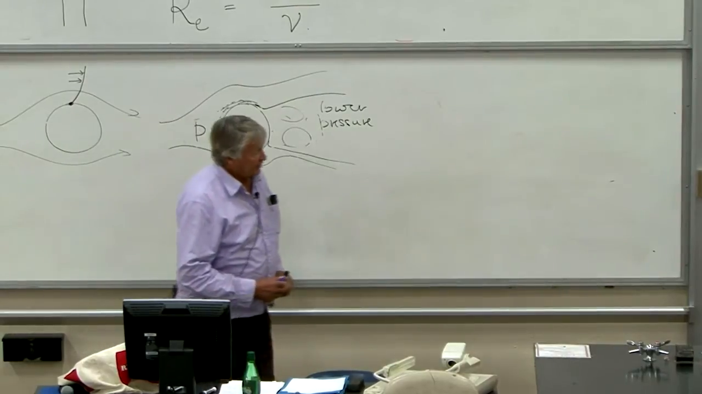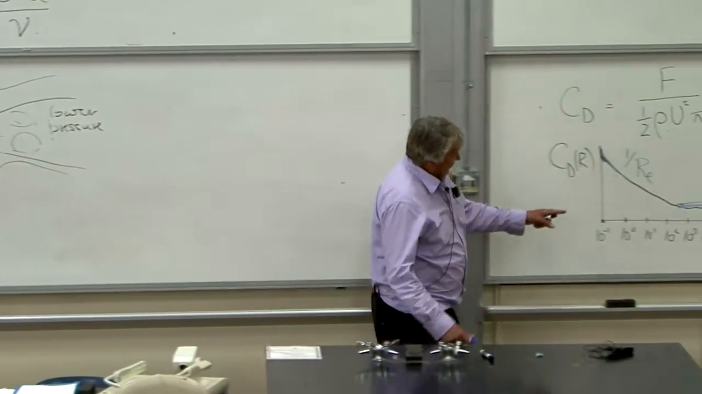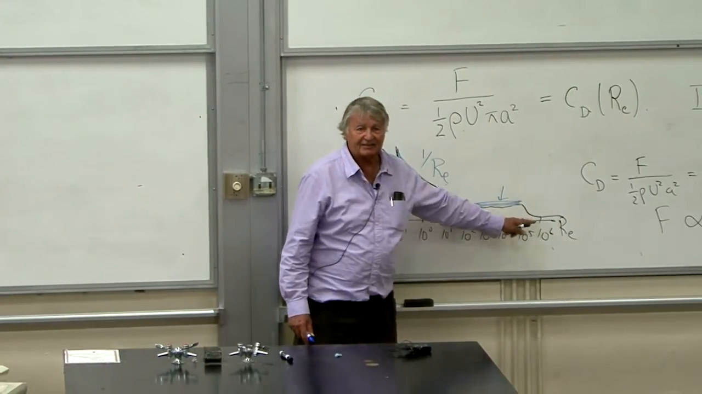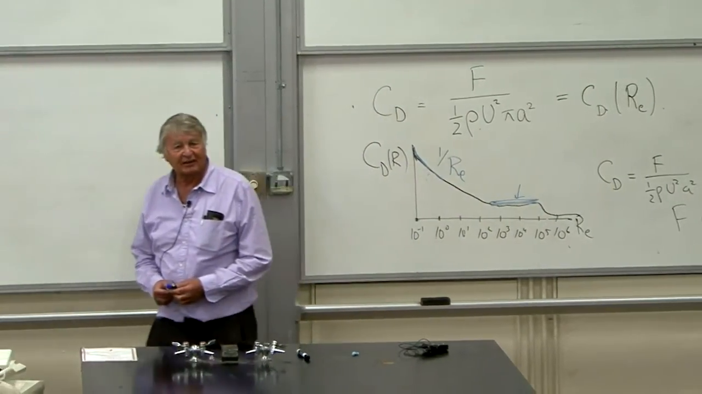Right. Now, actually, it's very interesting. Here, at suddenly about 10 to the 5, or between 10 to the 5 and 10 to the 6 of the Reynolds number, you get another drop.